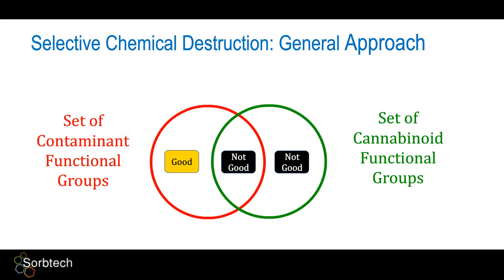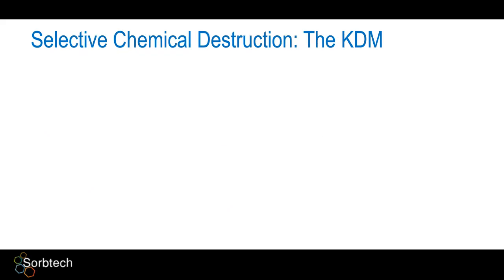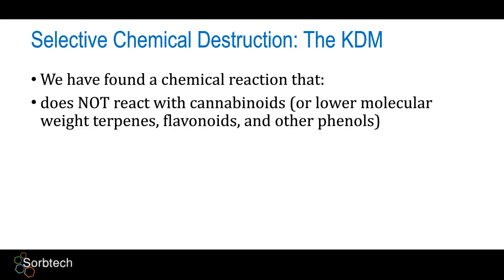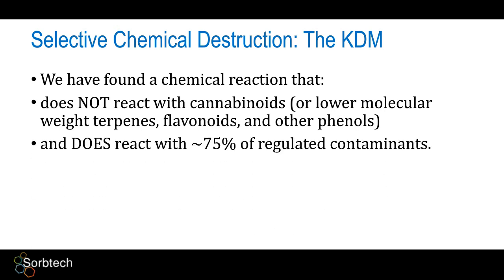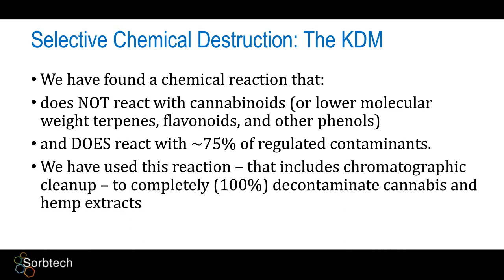So we have found a chemical reaction, actually several, that does not react with cannabinoids or with the lower molecular weight terpenes, flavonoids, and other phenols in the cannabinoid extract. And it does react with about 75% of the regulated contaminants. We have used this reaction, which, in its totality, includes some chromatographic cleanup, to completely eliminate 100% of contaminants in cannabis and cannabis extracts, even at very high levels.